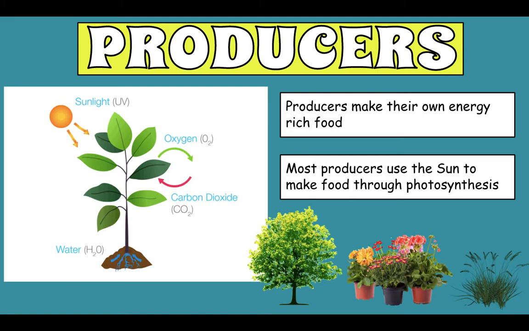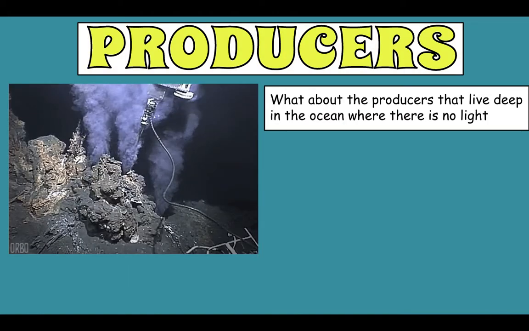And these are different types of producers. So you've got grasses, trees, plants. What about the producers that live deep in the ocean where the sunlight can't reach them? Deep in the ocean trench.